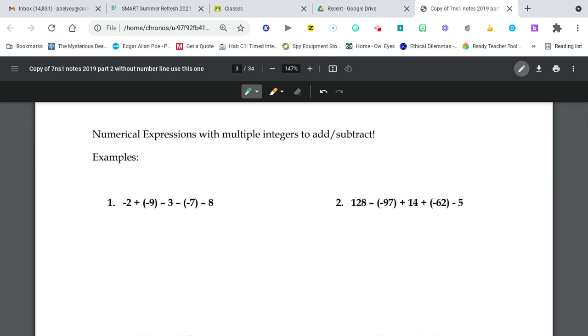All right, now we're going to try some that have multiple numbers in them. Okay, very simple, guys. You just kind of draw your little bar after each number. So negative 9 plus negative, same as negative. You can look at that as negative. Minus a negative is the same as positive. And then you look at this as negative 8, okay?